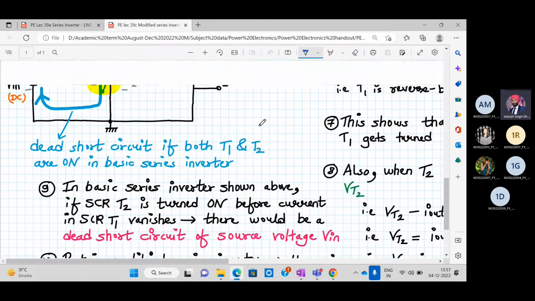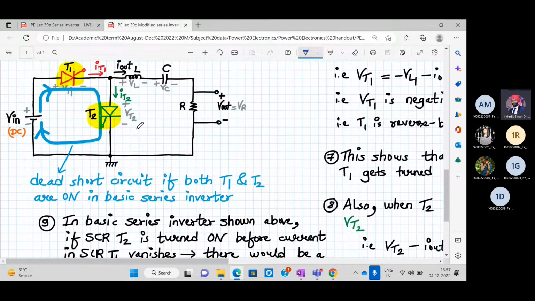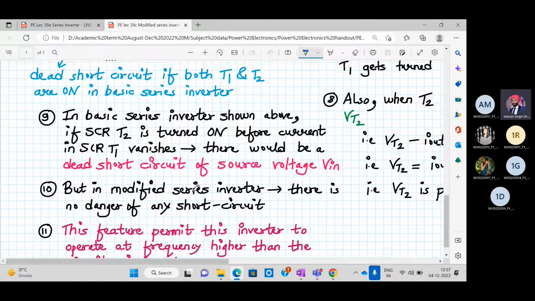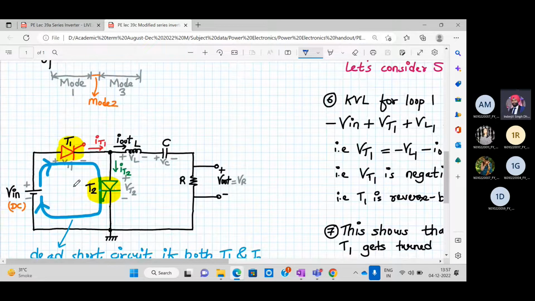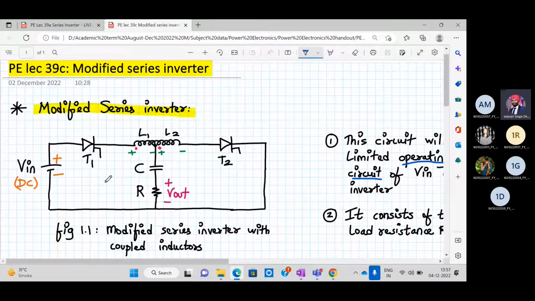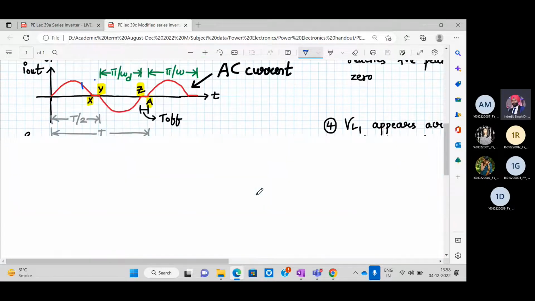So next, it is also solving the dead short circuit problem. So what was happening in a basic series inverter? If T2 has been turned on before the current in T1 vanishes, there will be a dead short circuit which will destroy the input source. And this drawback in a modified series inverter, there is no such danger. Okay, this is the modified series inverter. There is no such danger. If one is turning on, other will be automatically off. If T2 is turning on, and T1 is on at the same time, T1 will be turned off. So no two SCRs are turned on simultaneously in this case.